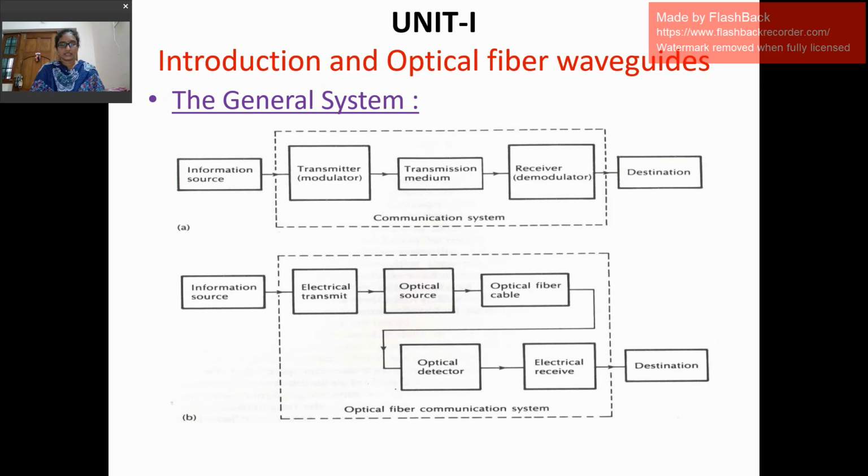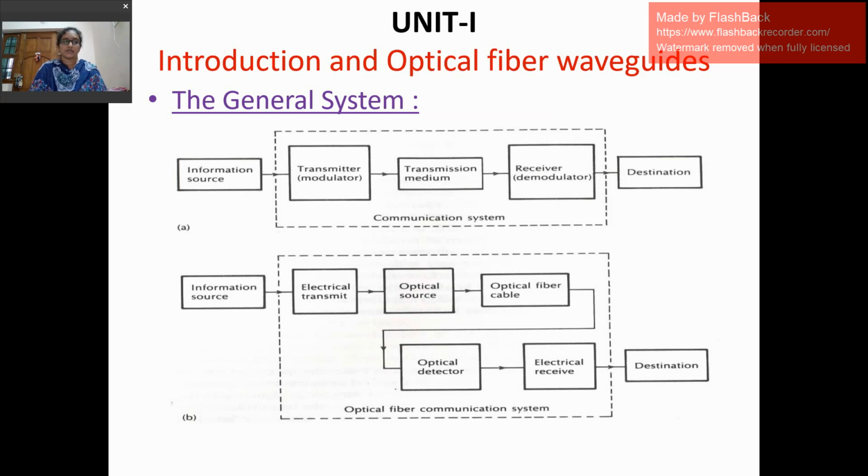Then the channel, which is present between the transmitter and the receiver, is mainly of three types: copper cable, coaxial cable, and optical fiber. For short distance communications, we use copper cable, and for long distance communication, we use coaxial cable. And for high frequency ranges and extremely long distances, we use optical fiber. It is mainly used in telephone communications.